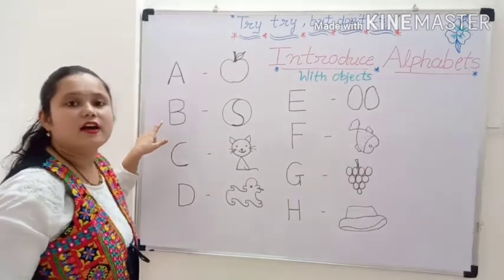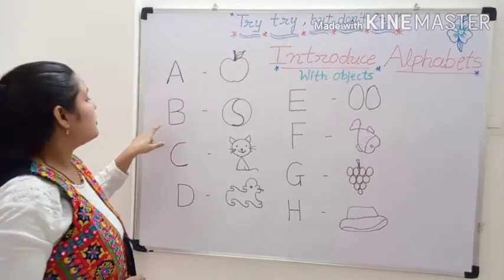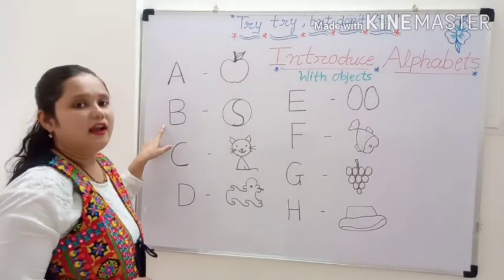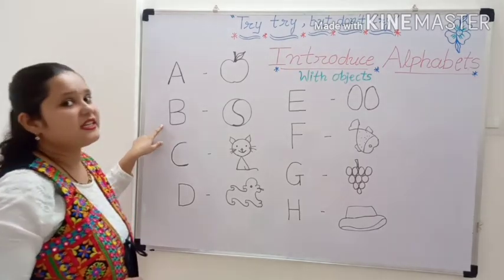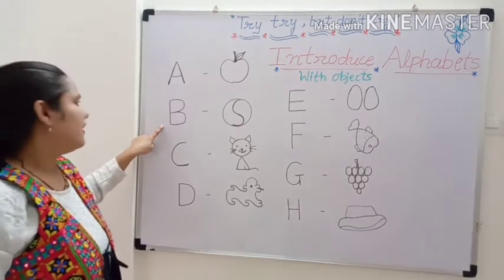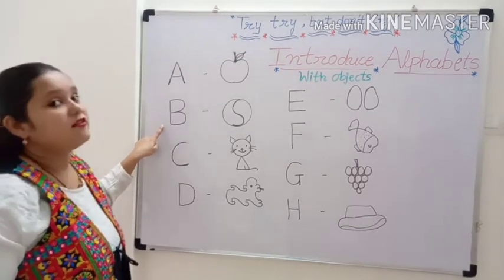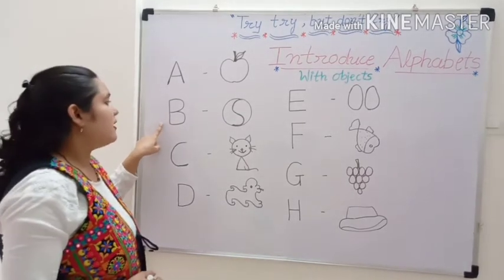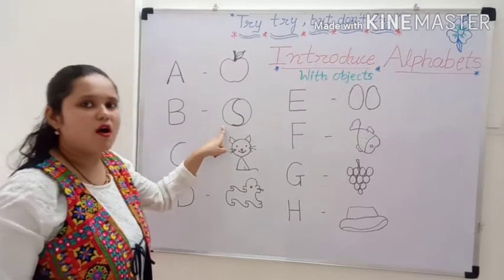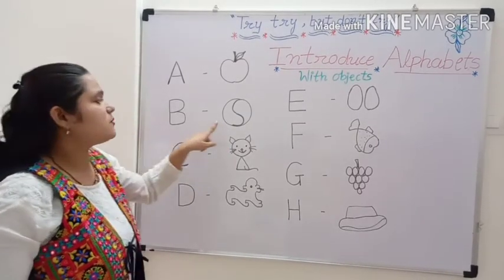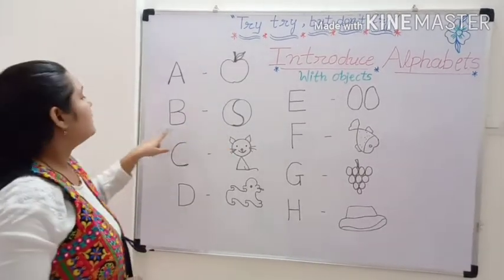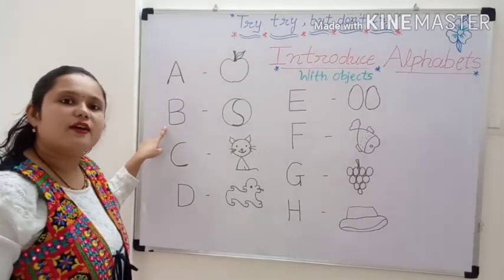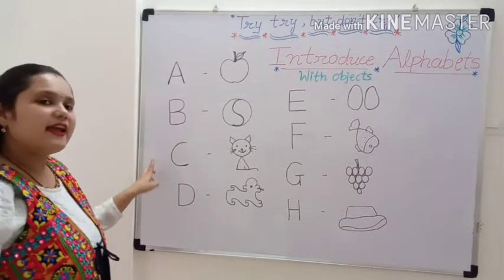This is letter B. Which letter is this? Letter B. B is for ball. This is capital letter B. Now next.